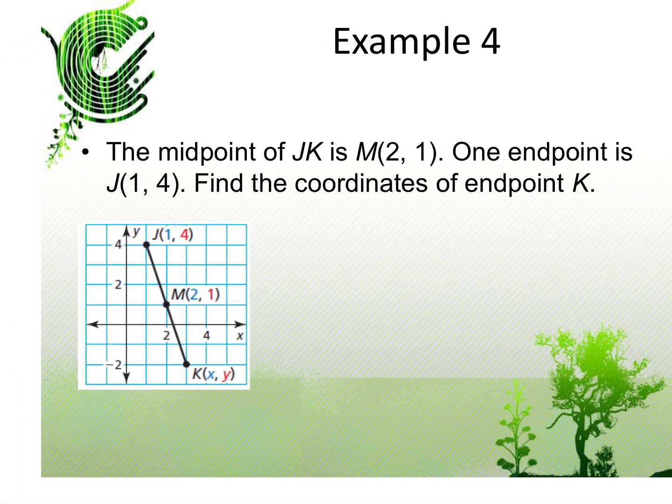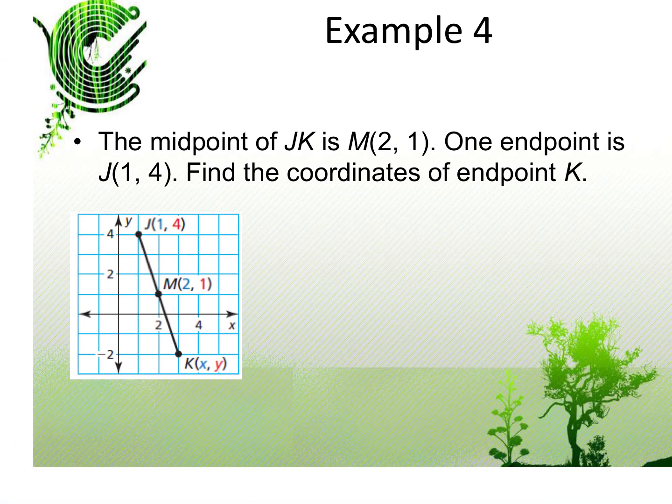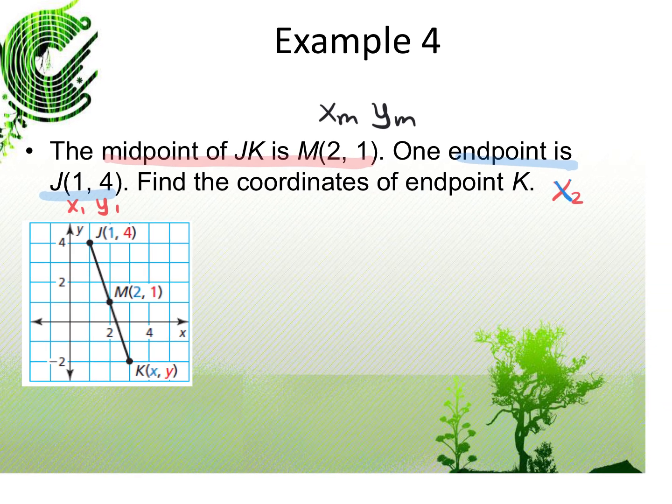Next one, be very careful and read the question. This time, they're giving us the midpoint already calculated, and they're giving us one of the endpoints. So I'm going to go ahead and label this so it's easier for me. This is going to be the x of my midpoint. The 1 is the y of my midpoint. And then j, this could be my x1, and then the 4 could be my y1. I'm trying to find endpoint k, and that's going to be my x2, y2, my second ordered pair.